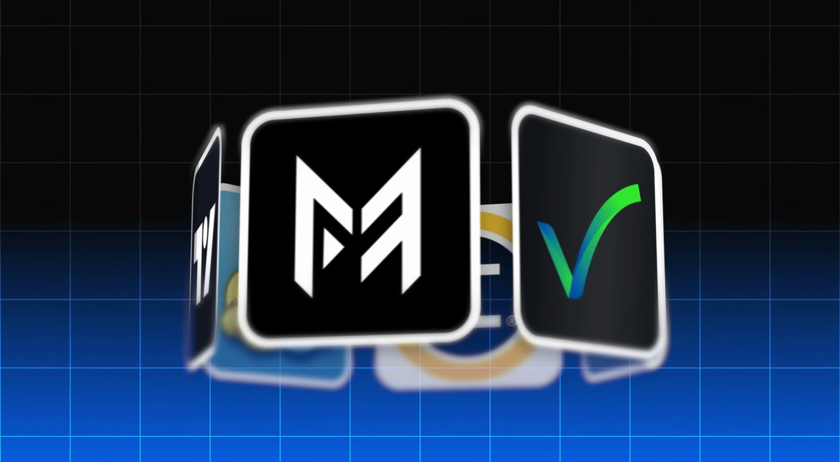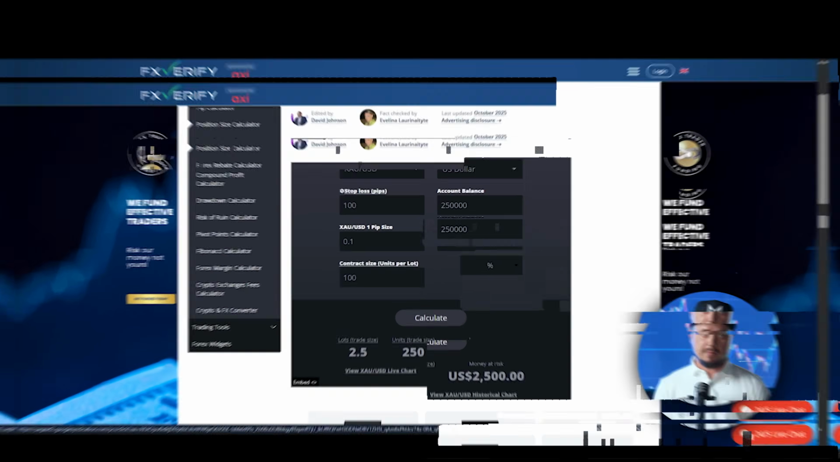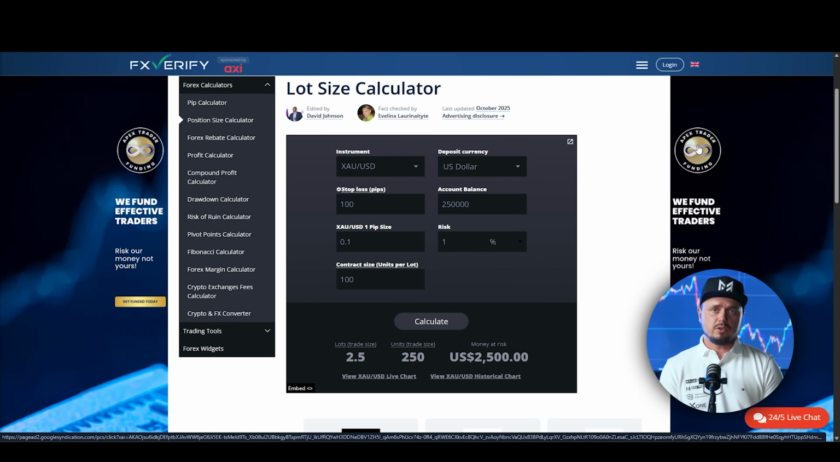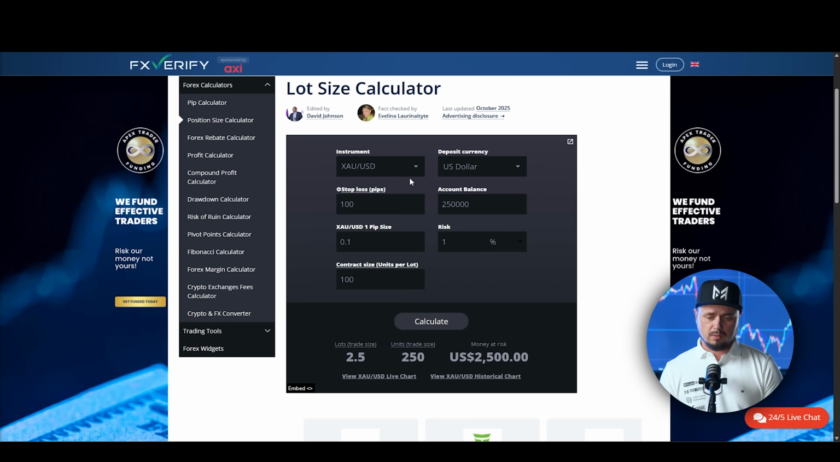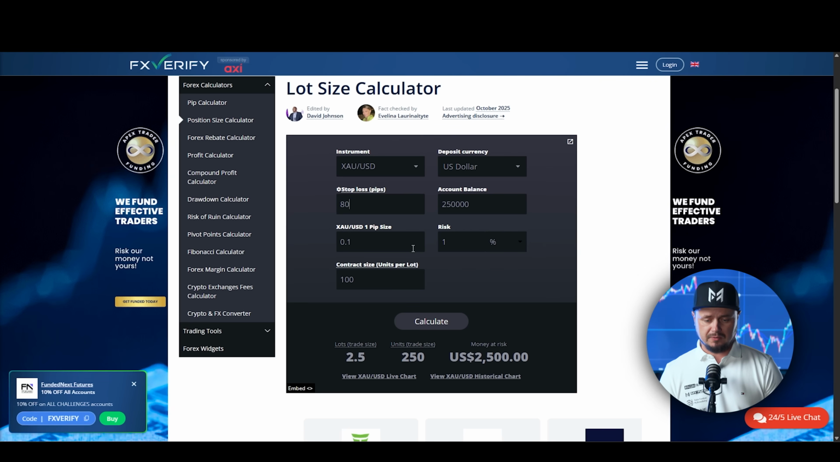When it comes to calculating position sizes, sometimes it's not easy. If you are new, you might have a problem with that. So if you go to the website fxverify.com, you will find a tool like a lot size calculator. All you need to do is put in your currency or asset, account balance, what kind of stop loss, is it going to be 80 pips, 50 pips, and how much you want to risk per trade, let's say 1%, and if you click calculate, it will give you the lot size.